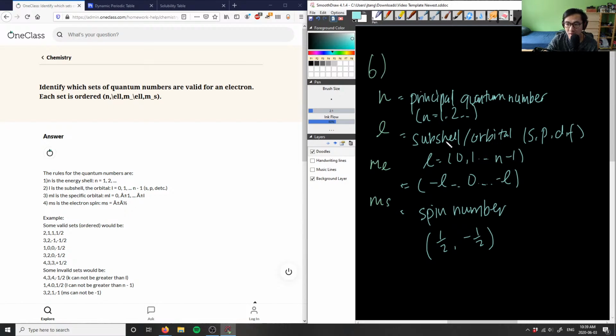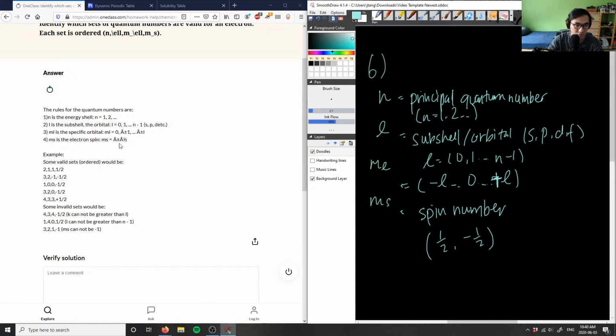So we have the principal quantum number, we have the orbital, we have the magnetic quantum number here, which is basically the number of orbitals and their orientation. So from negative L to, oh, this is positive L, sorry. And then we have our spin number, which is half and negative half here. So I believe that this here is a good enough solution. I think this is supposed to be L, but I don't think they did it here.